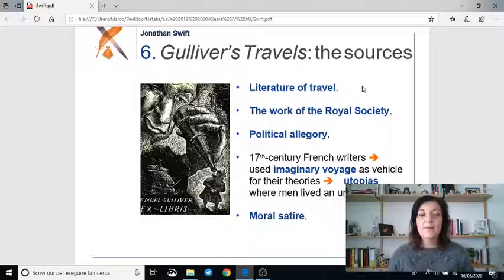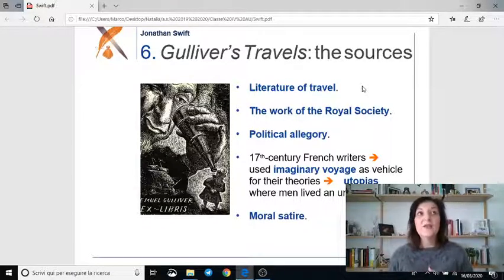Then the works of the Royal Society. The Royal Society was the very first scientific club or society in England, royal because it was patronized by the king. The scientific works of the Royal Society were used by Swift in order to write his Gulliver's Travels.